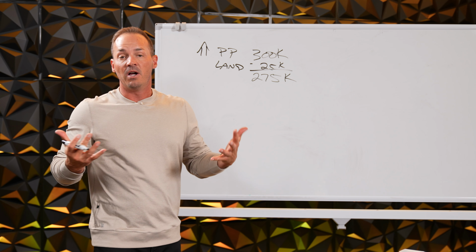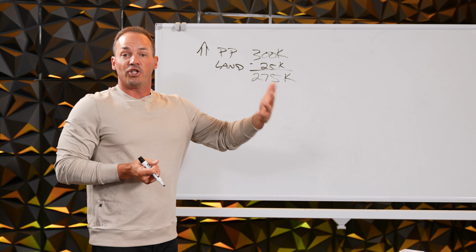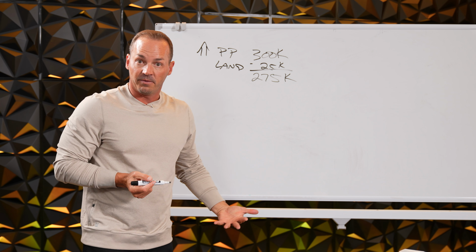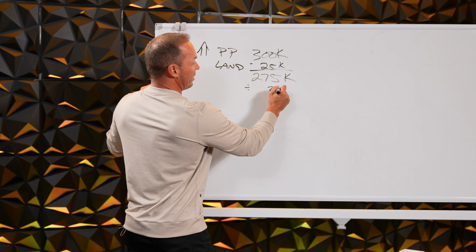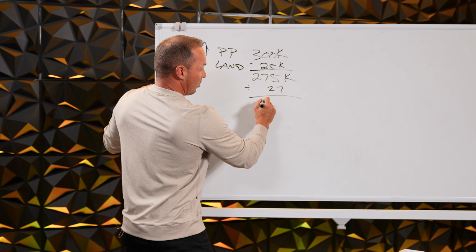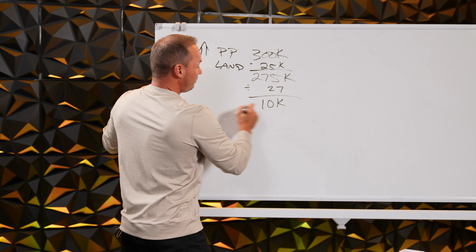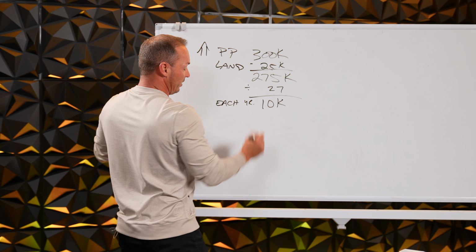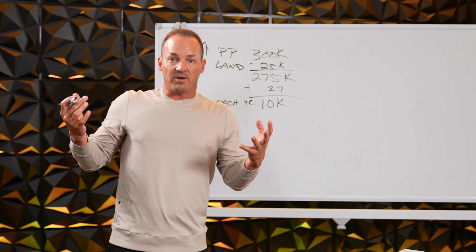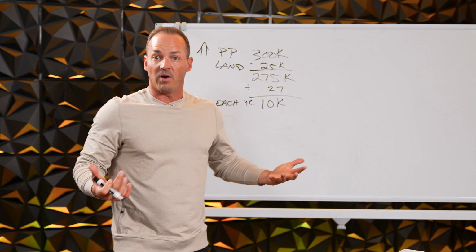The IRS says that you get to depreciate over 27 and a half years. So this is easy math here because we're going to divide that by 27. And so each year we get a $10,000 depreciation benefit. Now, how does that help us? How does it produce ROI for us inside of our portfolio?